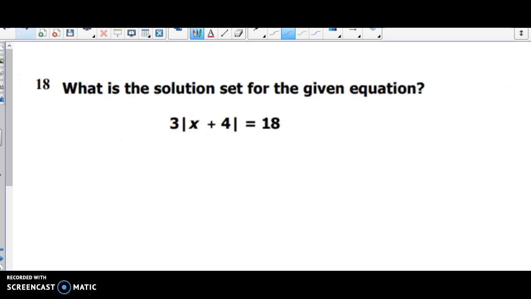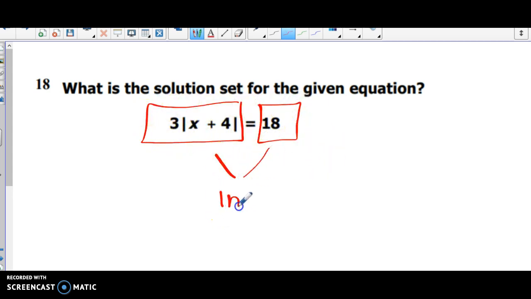What's the solution for the given equation? Let's put both of these in. We put this in one equation in Desmos, we put this in the other, and we see where they intersect each other. Okay, so let's take a second. Let's graph that one in Desmos.